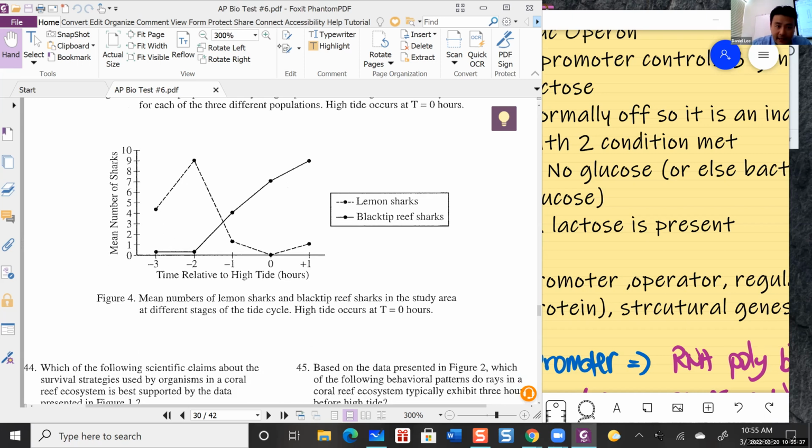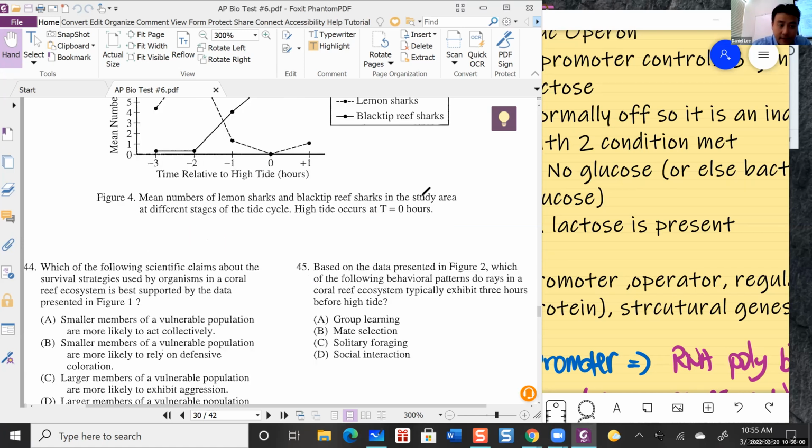And then the last one here, I have sharks. These are the sharks now. We have lemon shark and reef shark. We have these sharks, and it looks like at high tide, there's a lot of blacktip reef sharks hunting, and the lemon shark hunts during low tide. So there's a difference in preference, right? The predators have different preferences.